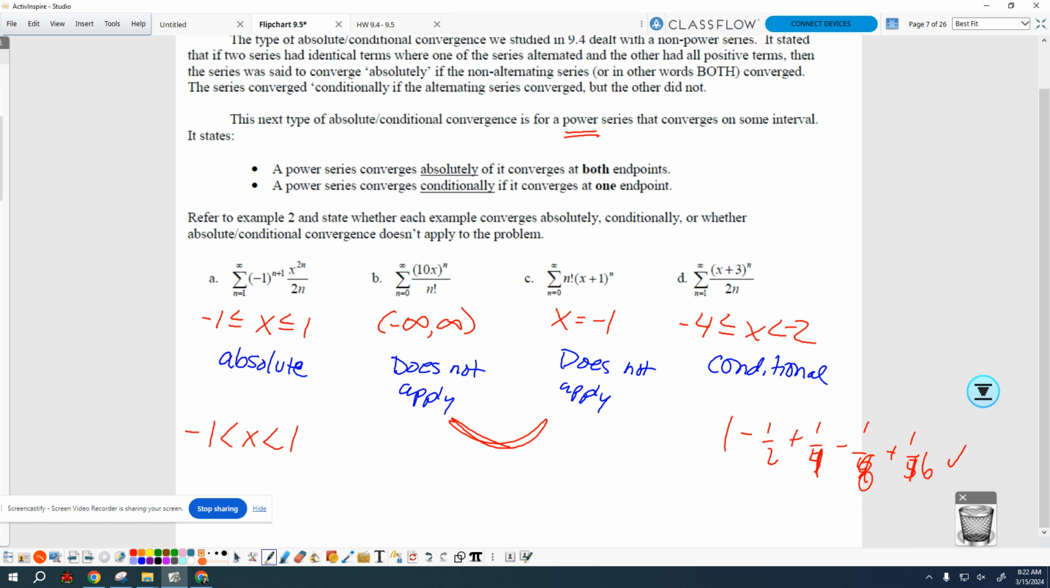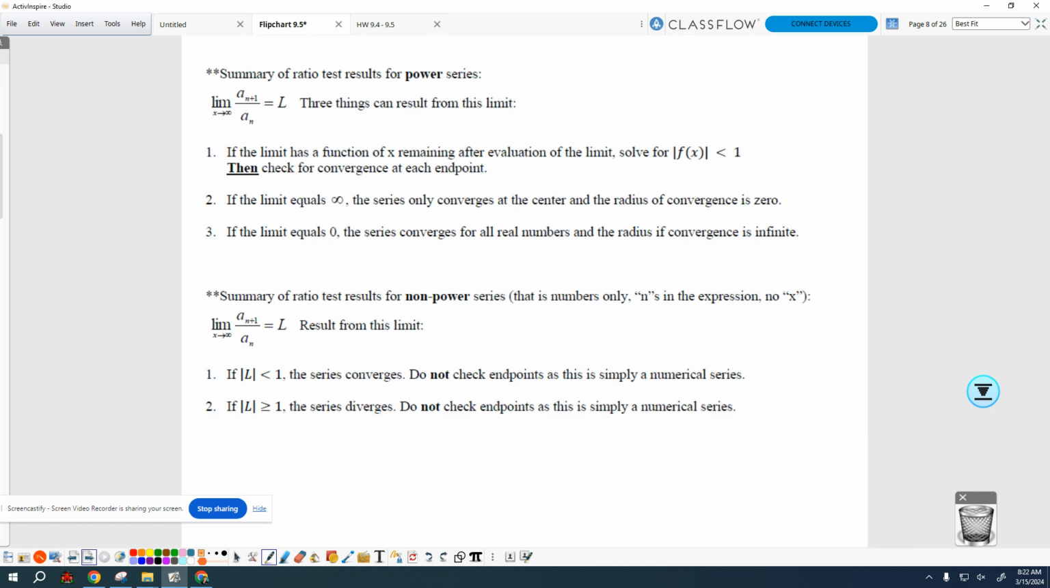Is that the end of the packet or is there a back page? Back page. So summarizing the ratio test, when do you have to check the endpoints? Well, when that function got spit out.